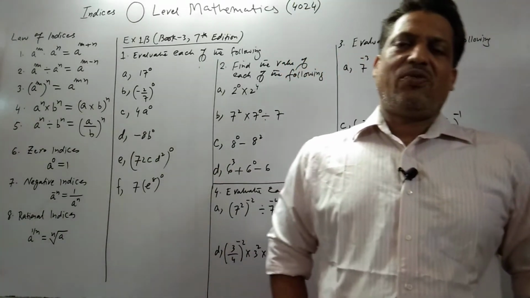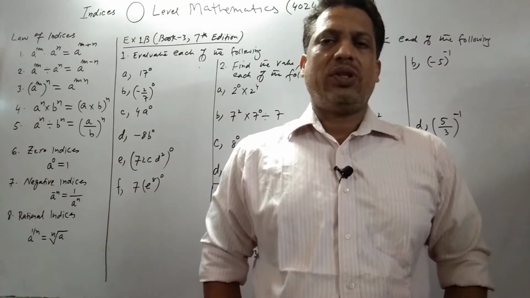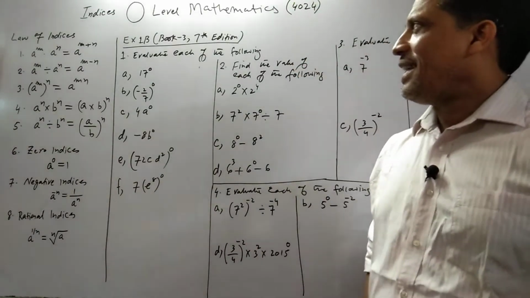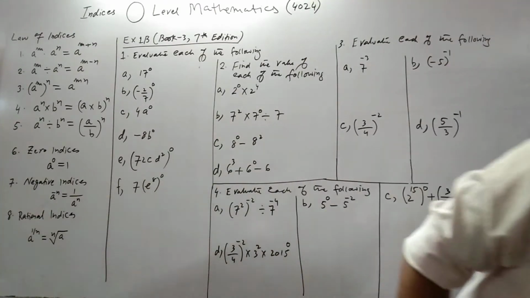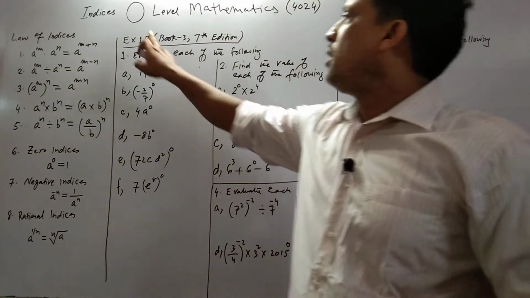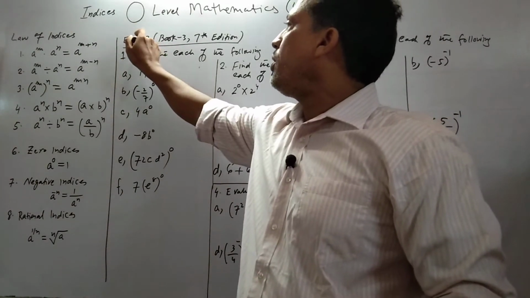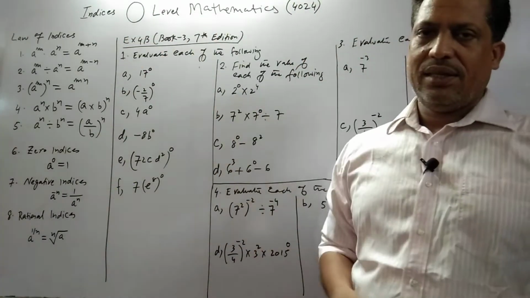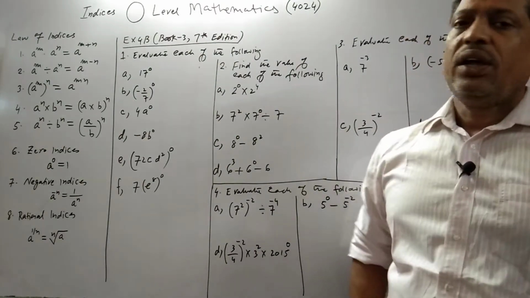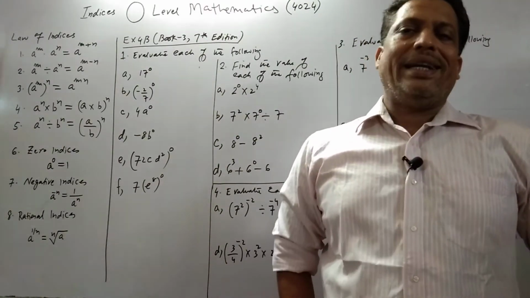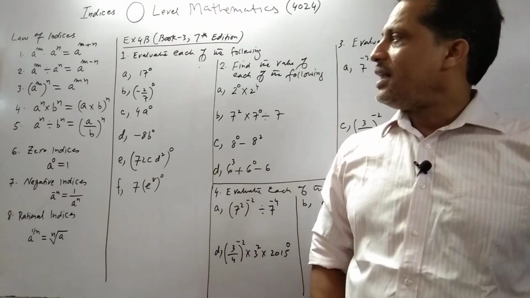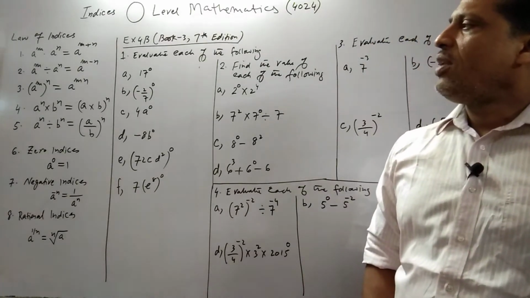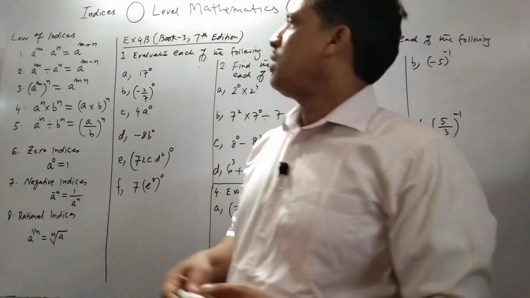Students, in the last lecture we completed exercise 4A of the book, 37th edition. Today we are going to start the next exercise, 4B, and the topic is the same, indices. But today we will study more about indices. We have already done the laws of indices. How many laws? There are 5 laws.